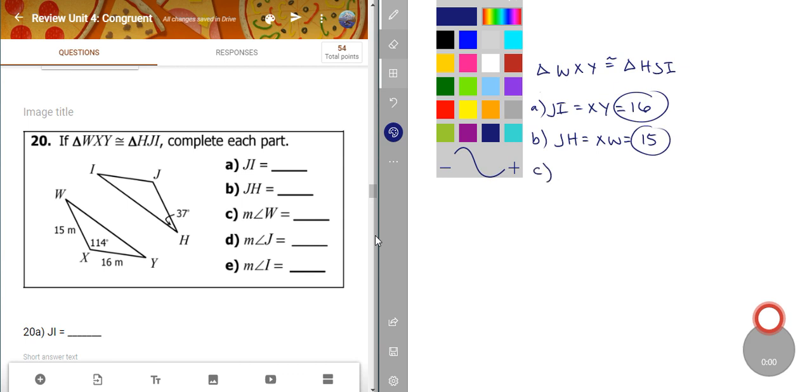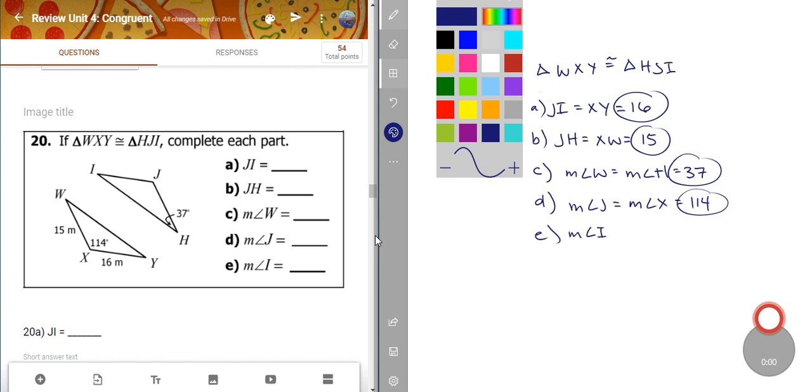We know that measure angle W is equal to the measure angle H, and H is 37. We know J is equal to X, and X is 114. And we know that I is equal to Y.